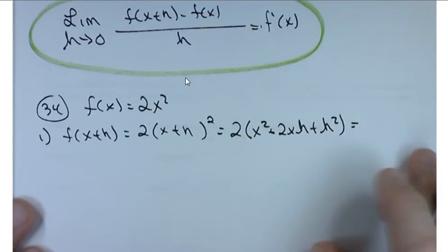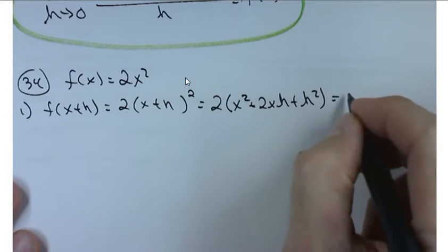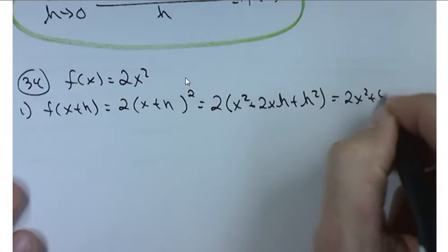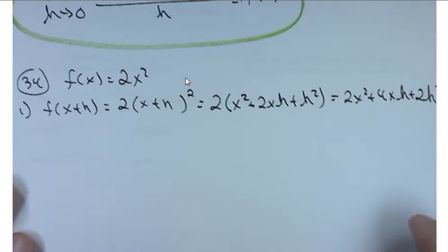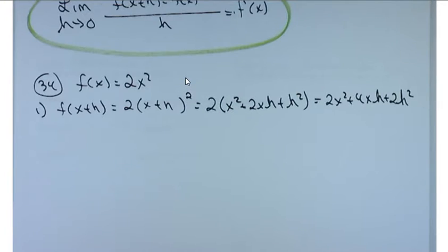And let's distribute that 2. So 2x squared plus 4xh plus 2h squared. Okay. First step down.